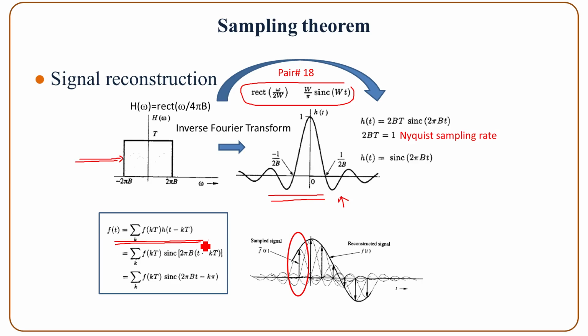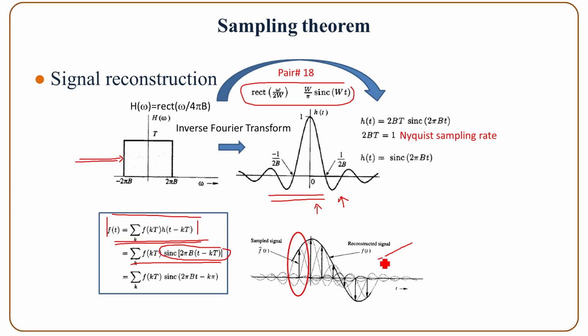So in the time domain, when we reconstruct the signal, we take the convolution of the samples and h of t, which is the inverse Fourier transform of the filter. So this is the formula for reconstructing the signal, and it's also the convolution sum of f of kT times h of t minus kT, and the h function, which is the inverse Fourier transform of the filter, is a sinc function.